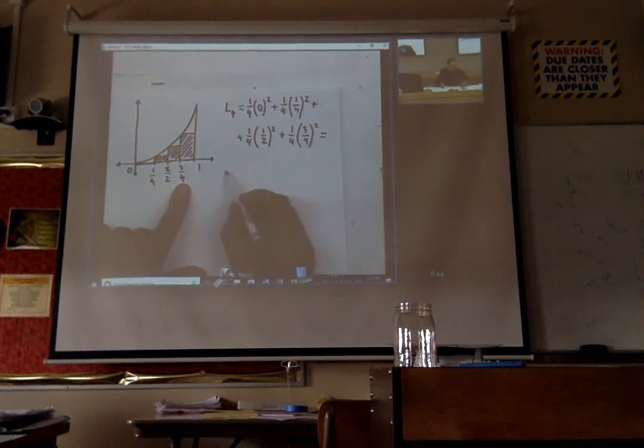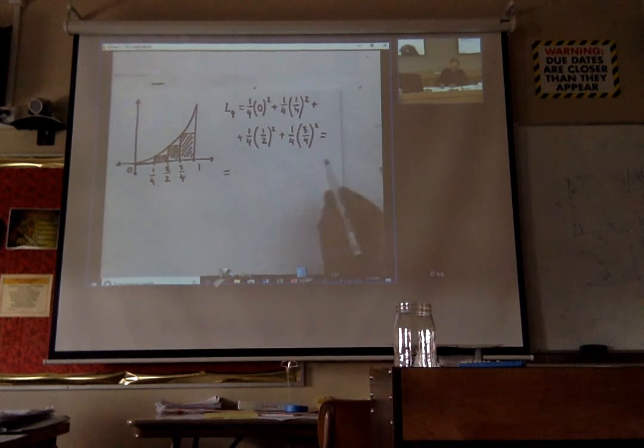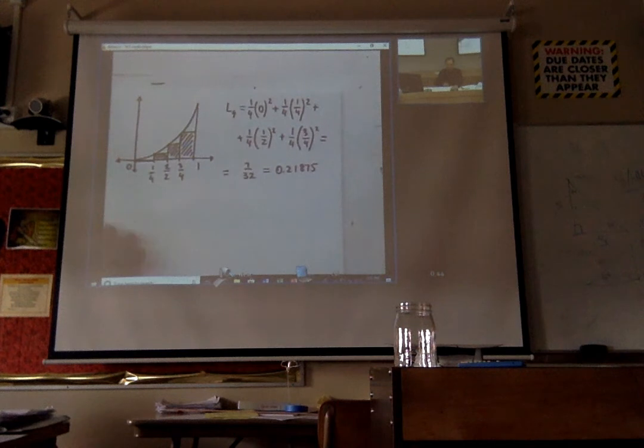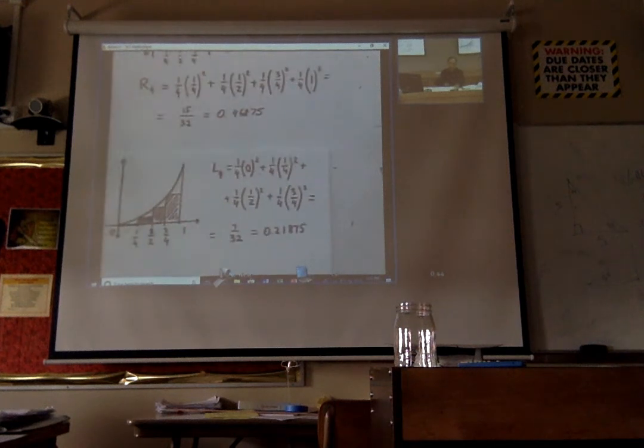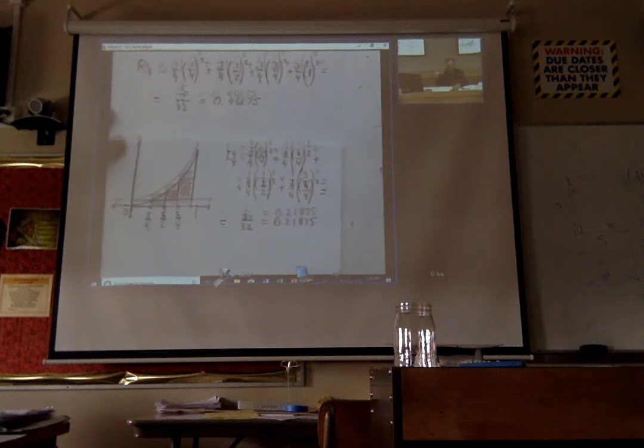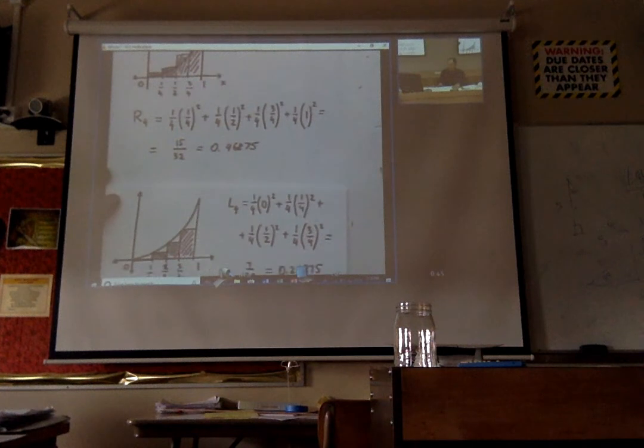Again, using your calculator, I'll go faster here. We'll have 7 over 32. And if you go to decimal, we'll get 0.21875. Well, so overall, if you think, area is where? Somewhere between, right? Yes, no? The exact area.